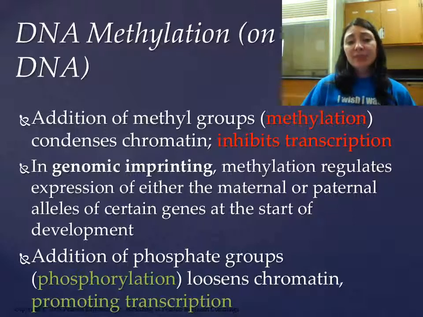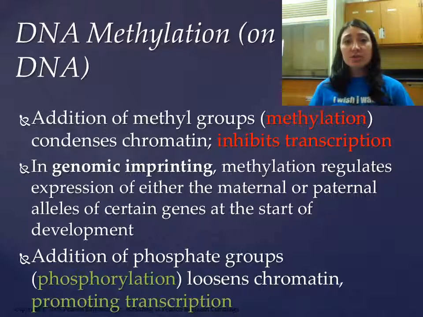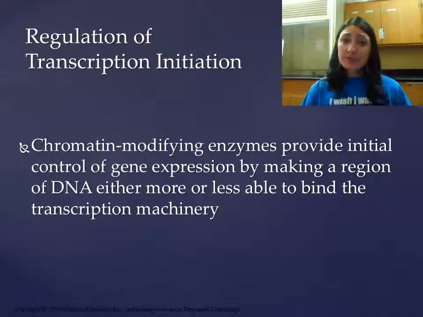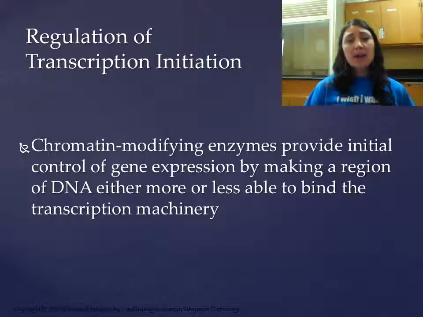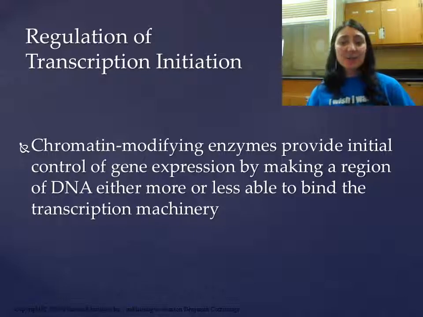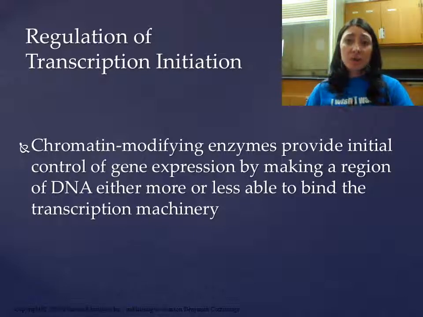If we were to add a phosphate group, which is phosphorylation, this also loosens the chromatin, similar to how the acetylation works, which promotes transcription. So we can read those sections of DNA and produce a transcription product, an mRNA, from that. In essence, how those 3 mechanisms work is they are modifying your chromatin. They provide the initial control of gene expression by making a region of DNA either more accessible to transcription machinery or less accessible, meaning it's going to promote transcription and gene products to be made, or it will prevent transcription and gene products being made from it.